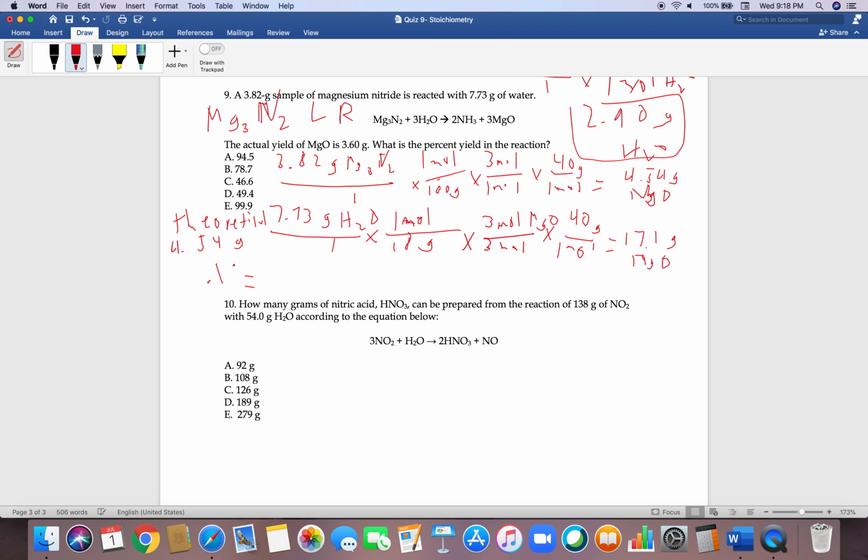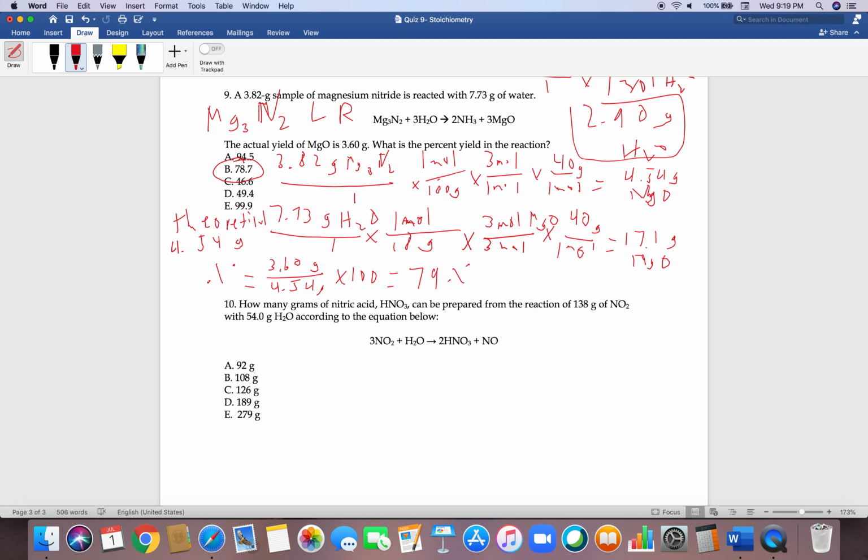So the actual yield was 3.60 grams. We just calculated the theoretical, which is 4.54 grams. We times that by 100 to get the percent, and we get 79%, or to be more precise, 78.7%. So to save us a step, I went straight to grams of magnesium oxide.